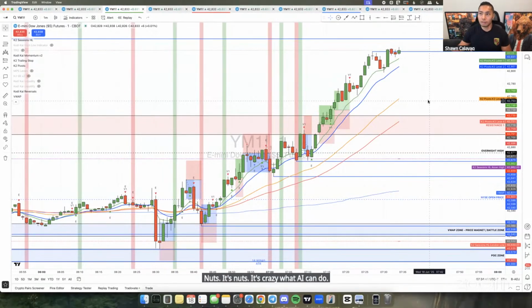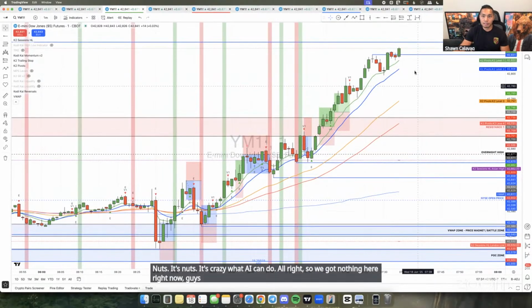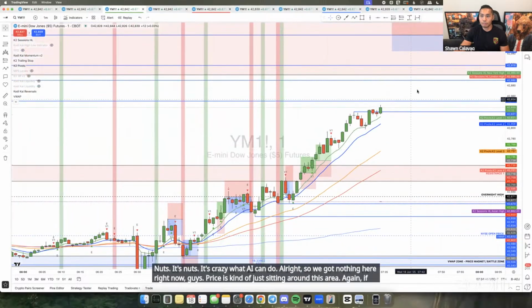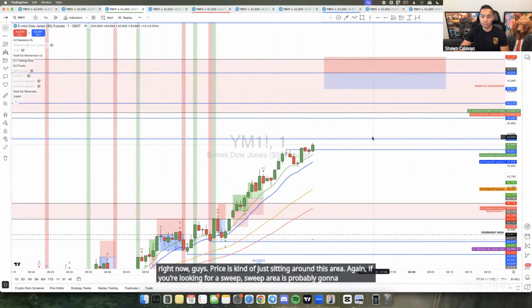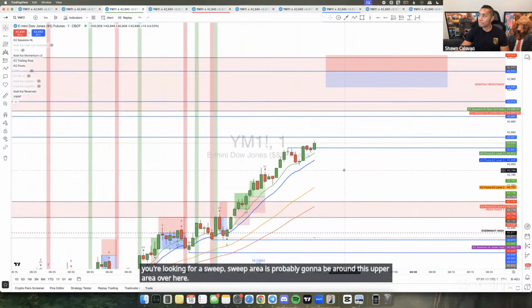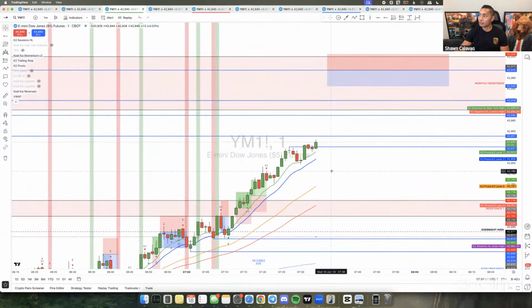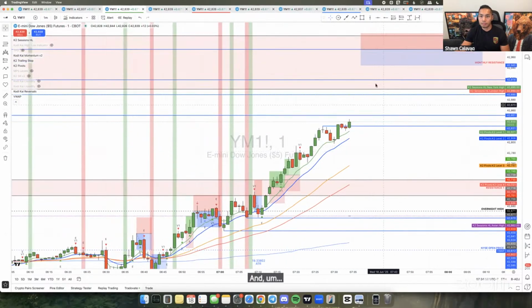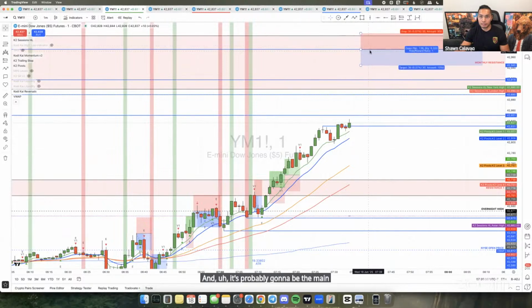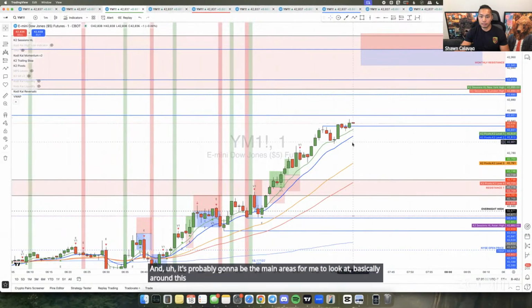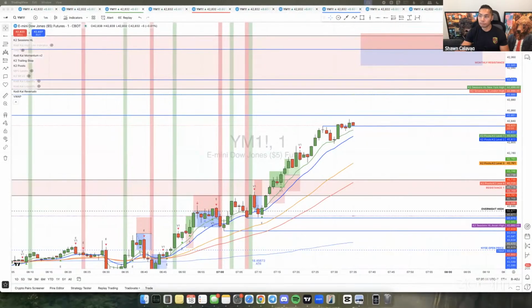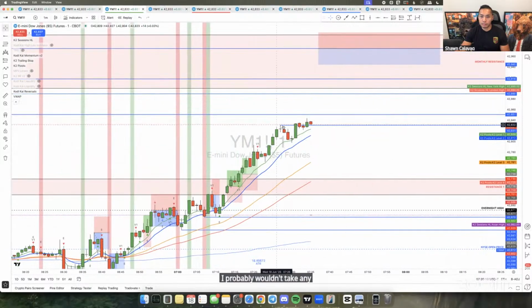All right, so we got nothing here right now, guys. Price is kind of just sitting around this area. Again, if you're looking for a sweep, the area is probably going to be around this upper area over here, and it's probably going to be the main areas for me to look at, basically around this area up here and this area down here. I probably wouldn't take any sweeps down here where price is currently at.